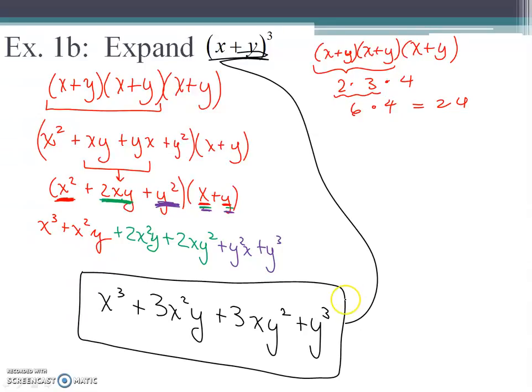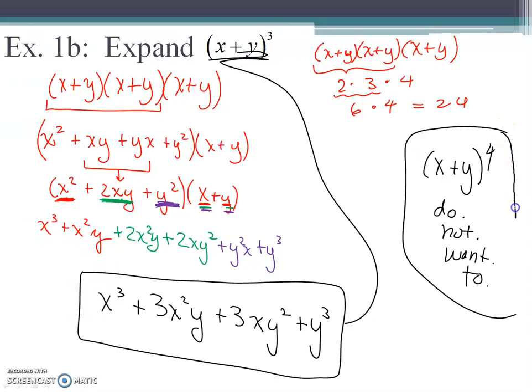Basically, this would be the process if you wanted to do this, a binomial to any power. But I'll tell you what, if you got x plus y to the 4th power, I do not want to do that. I do not want to do that by hand.